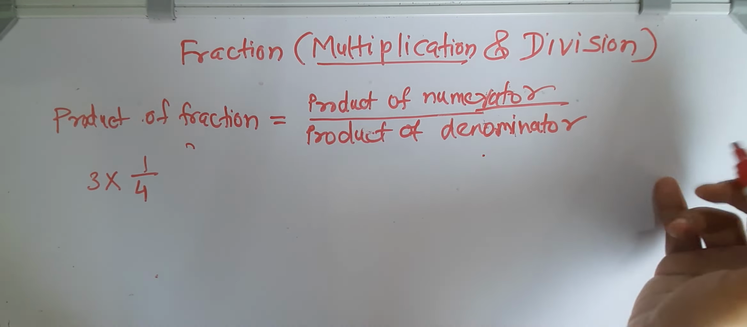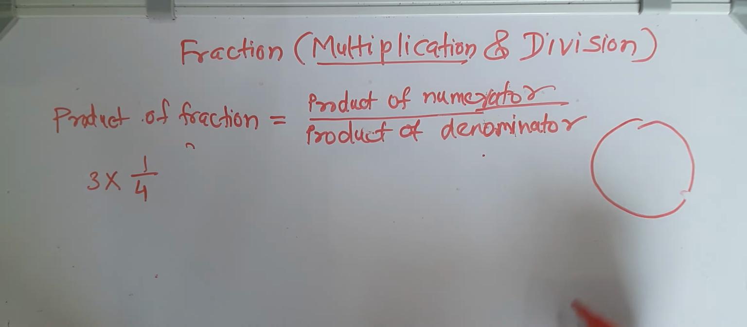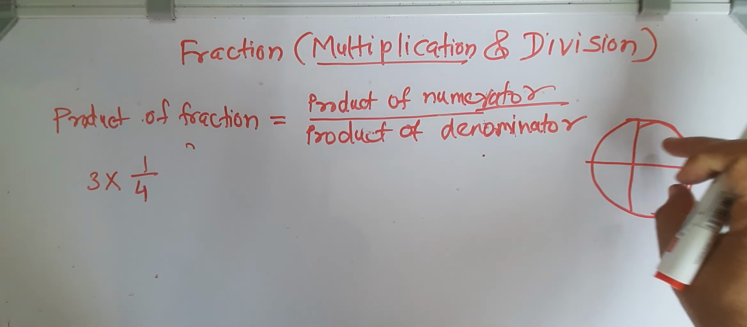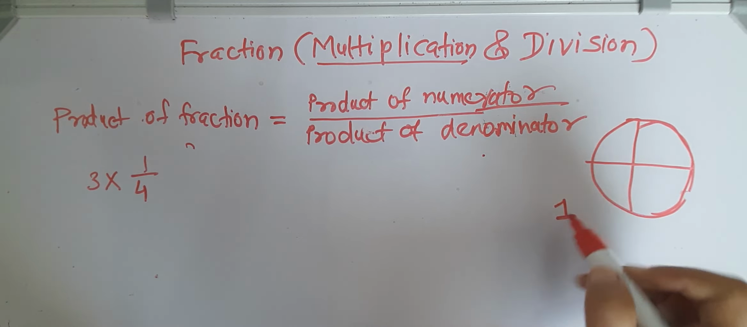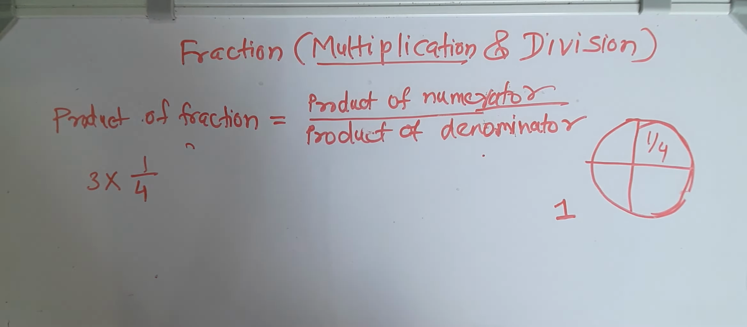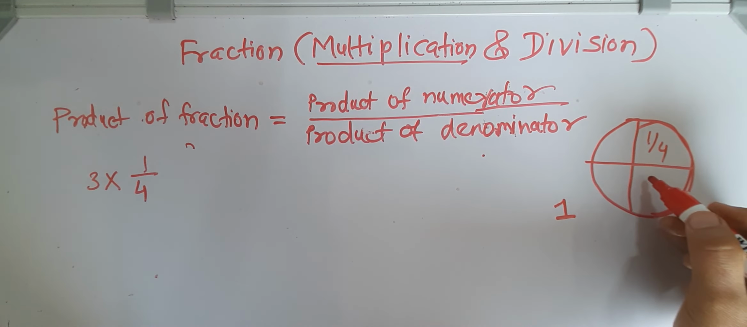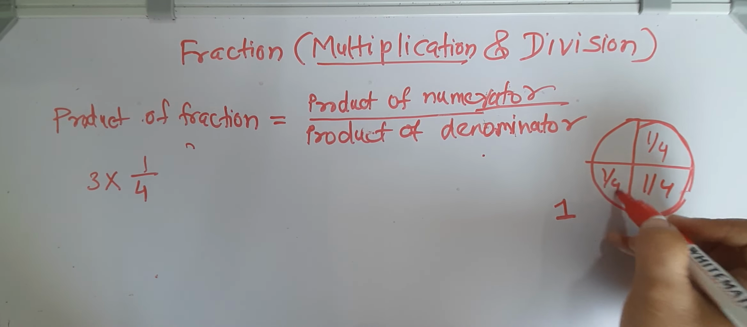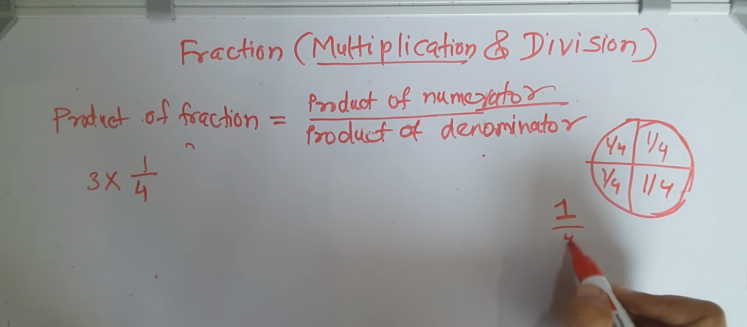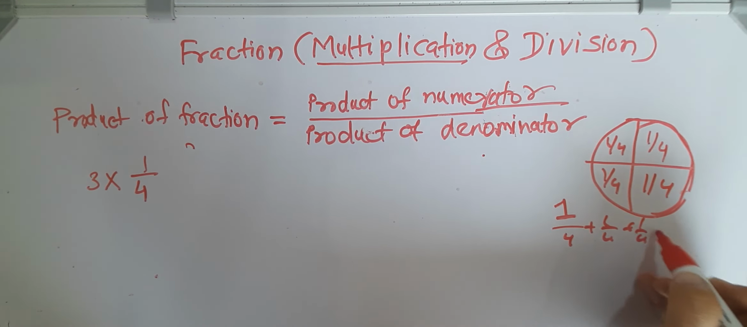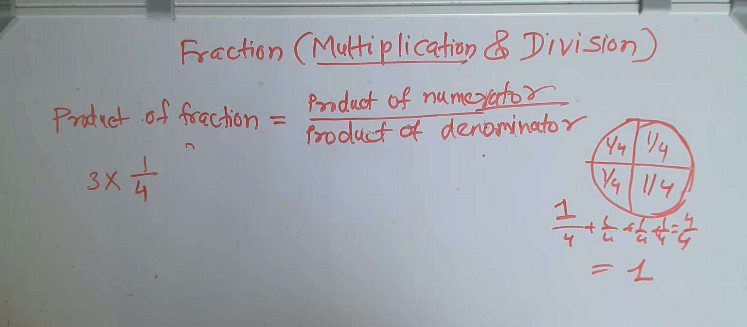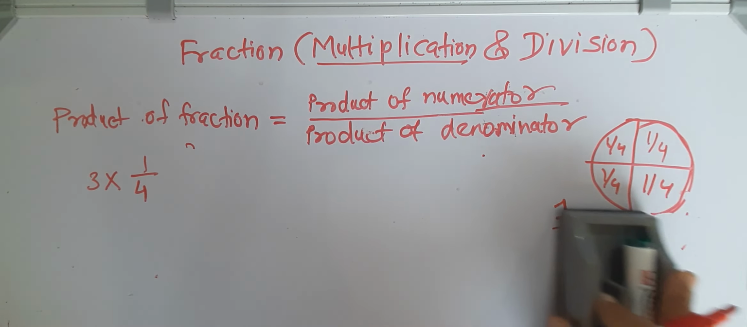Suppose this is a circle. If I divide this circle into 4 parts, the complete value of the circle is 1. This quarter value is 1 by 4. Half of the circle is 1 by 2. So this is 1 by 4, this is 1 by 4, this is 1 by 4. When we add all of them, 1 by 4 plus 1 by 4 plus 1 by 4 plus 1 by 4, that gives us 4 by 4, and that is our answer 1. So the complete circle is 1 and each quarter is 1 by 4.